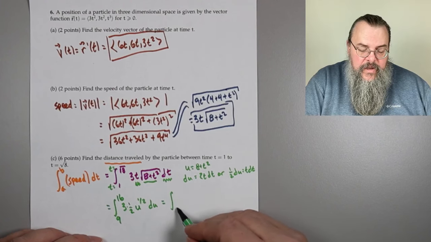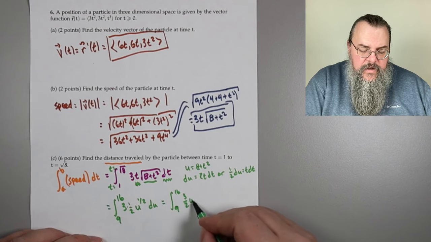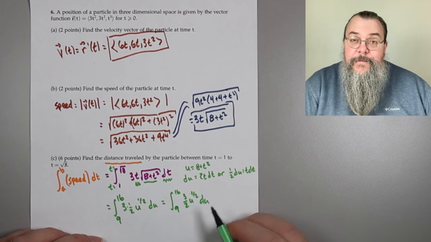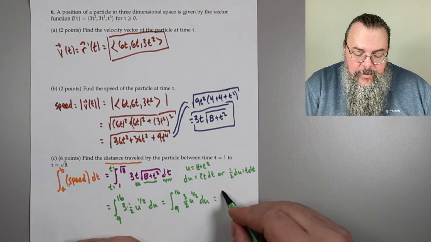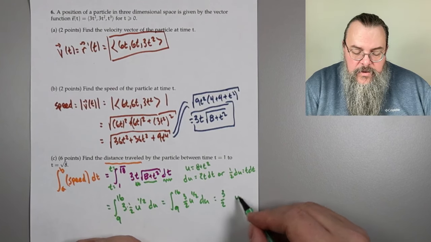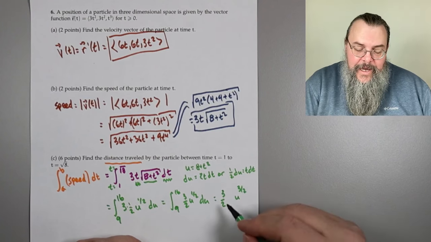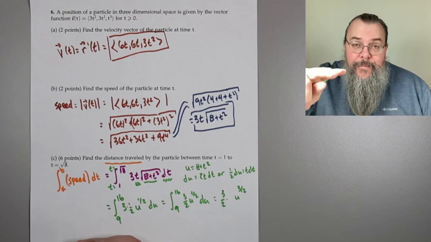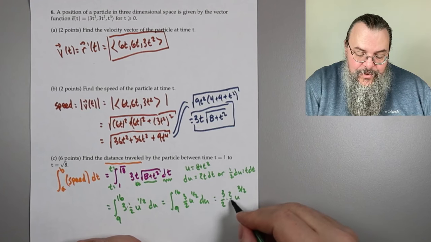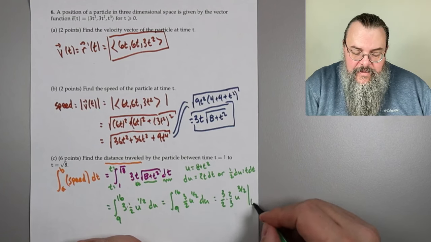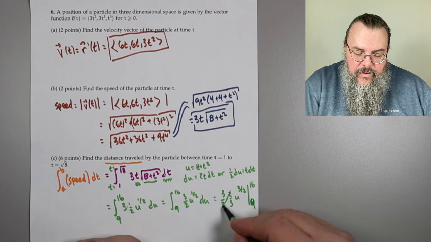Well, this is integral 9 to 16. I don't know why I'm writing this again. We don't need to do that. Well, reflexes, I guess. Okay, so when we integrate, you add 1 to the exponent, so that's 3/2. 1/2 plus 1 is 3/2. And now you multiply by the reciprocal. So flip 3/2, you get 2/3. Evaluate 9 to 16. 2s and 3s cancel.